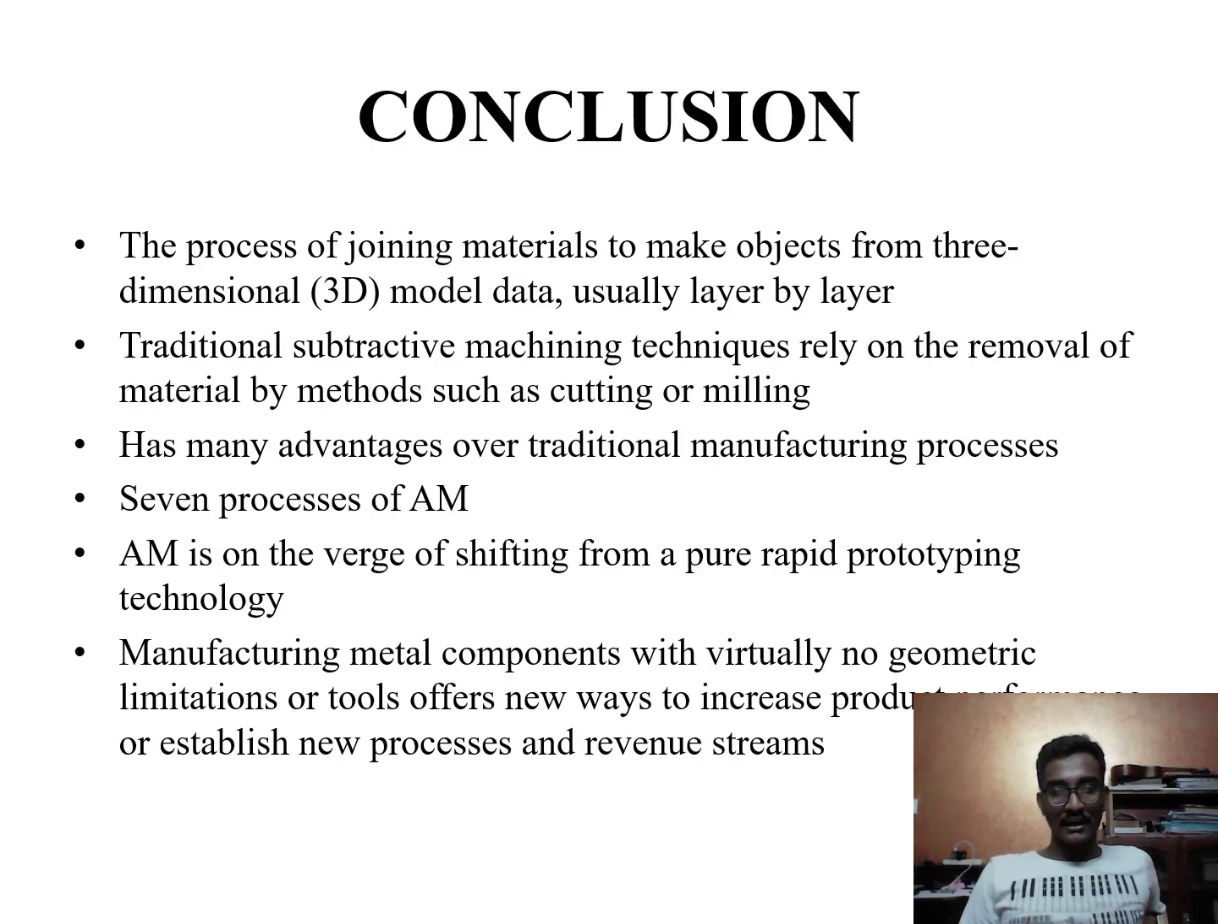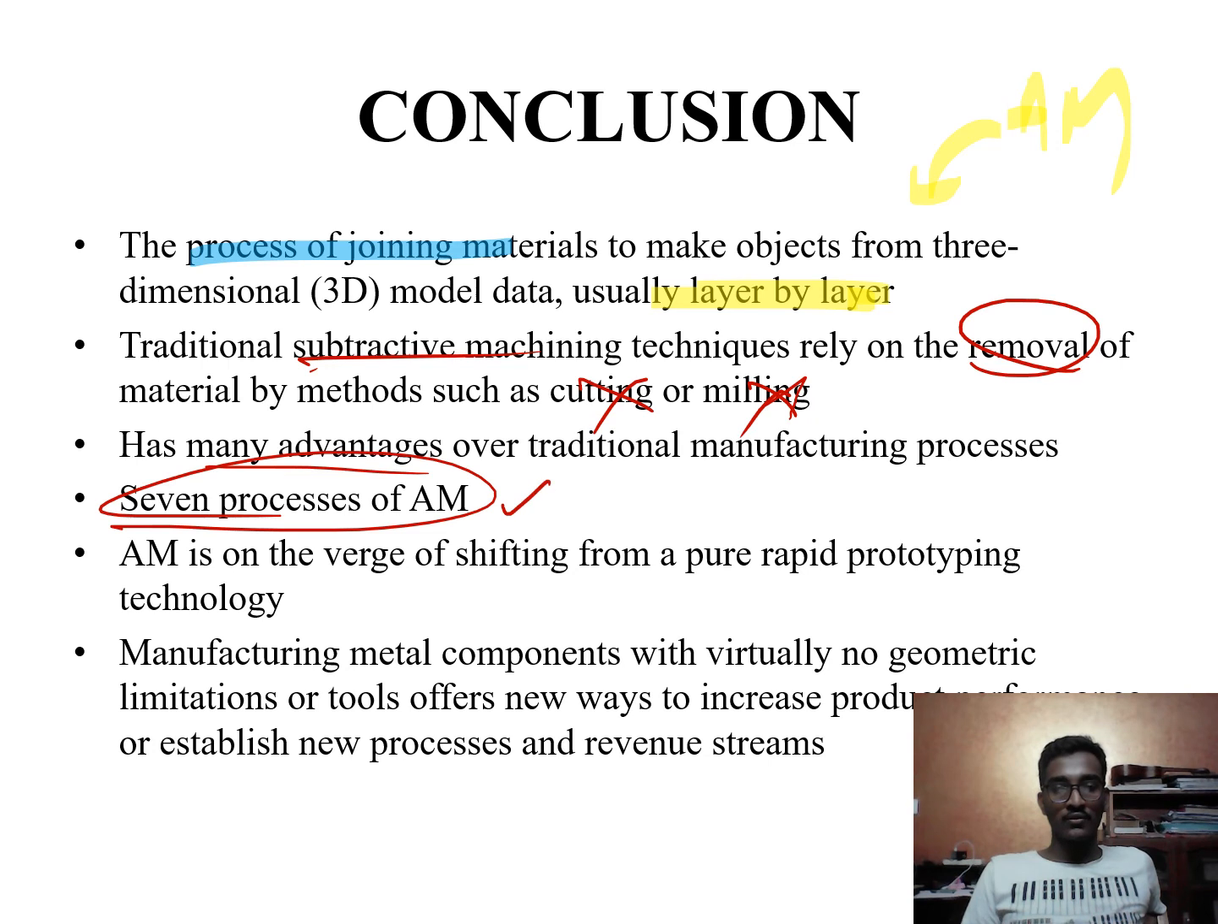So finally guys, thank you for being with me till now, and right now we're going to see a very important thing, the conclusion, right? The process of joining materials layer by layer in 3D format is called additive manufacturing. The second thing we need to remember here is that traditional subtractive techniques rely on removal, whereas our technique doesn't need cutting or milling. Our technique only needs addition. It has many advantages over the traditional manufacturing process, and has 7 processes of additive manufacturing.